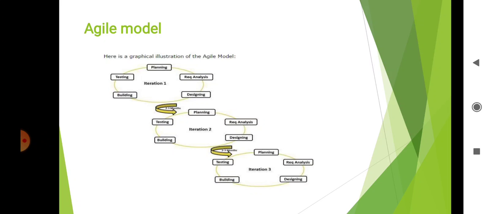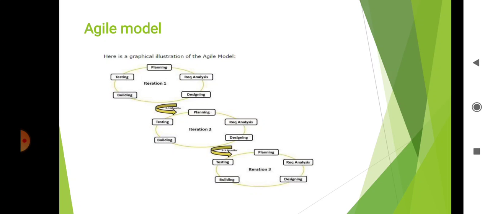The Agile software development lifecycle model is a combination of iterative and incremental process models with a focus on process adaptability and customer satisfaction by rapid delivery, that means fast delivery of working software product. The Agile method breaks the product into smaller incremental builds.